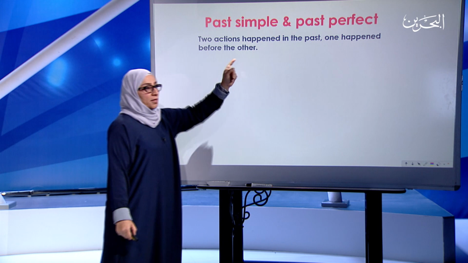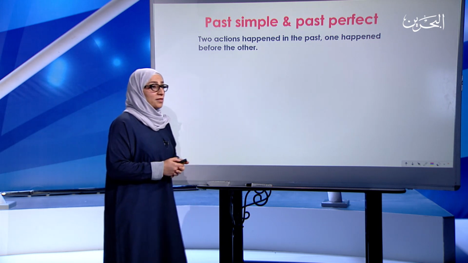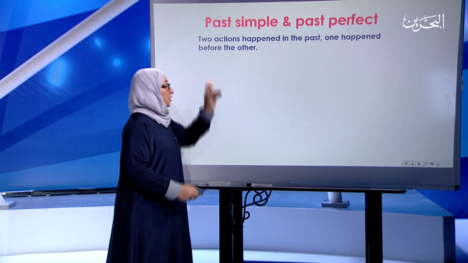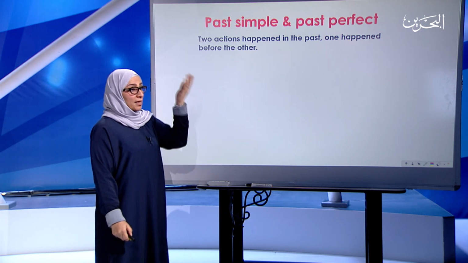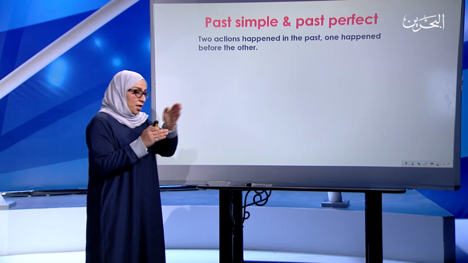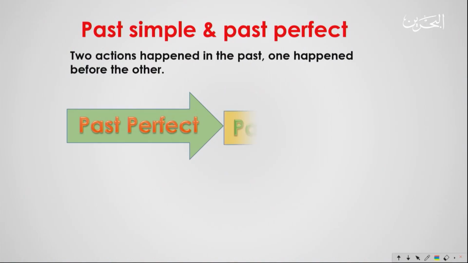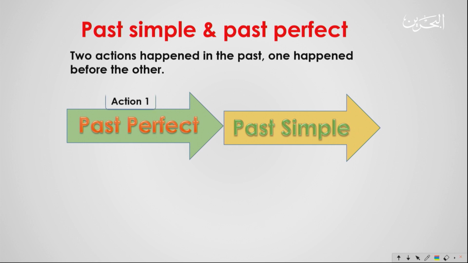Past simple and past perfect. How can I use these tenses together in a story in one sentence? Two actions happened in the past. One happened before the other. Past perfect, past simple. This is action number one, and this is action number two. Past perfect happened before past simple.